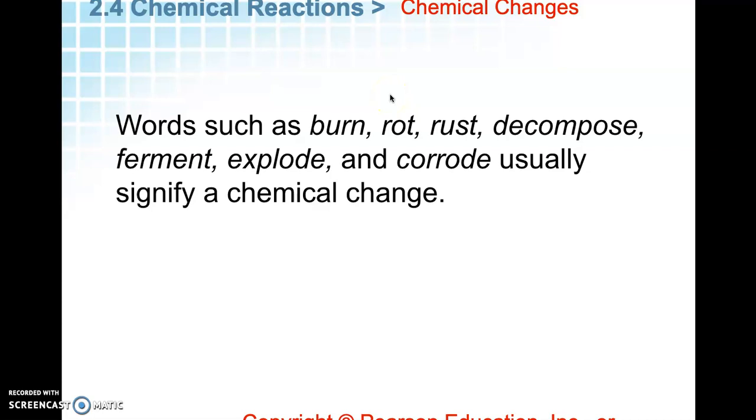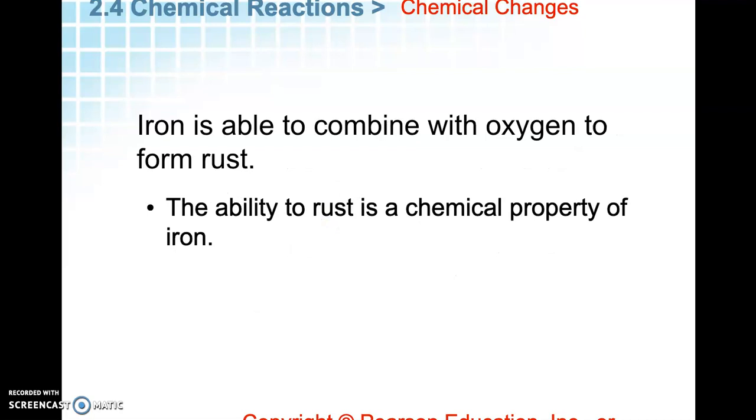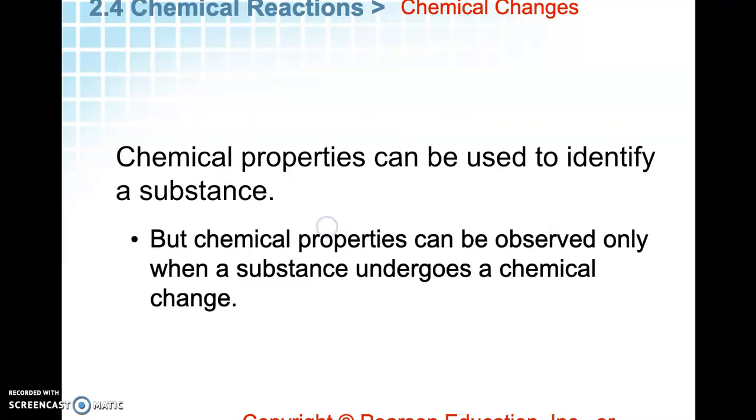Now, when we want to describe a chemical change, we will use words such as burn, rot, rust, decompose, ferment, explode, corrode. Any words like that usually tell us chemical change. The ability of a substance to undergo a specific chemical change is, of course, called a chemical property. So iron combines with oxygen to form rust. The ability to rust is a chemical property, then, of iron.